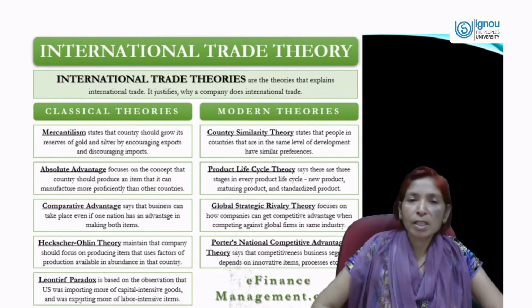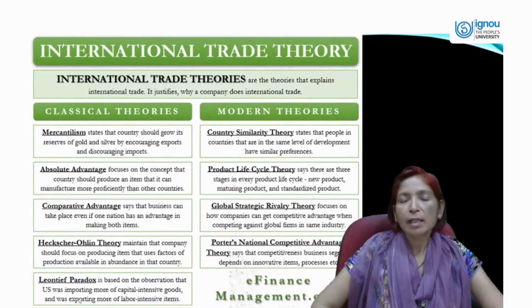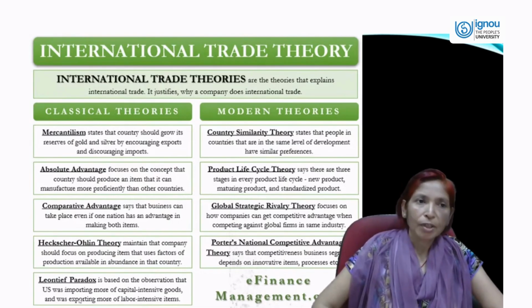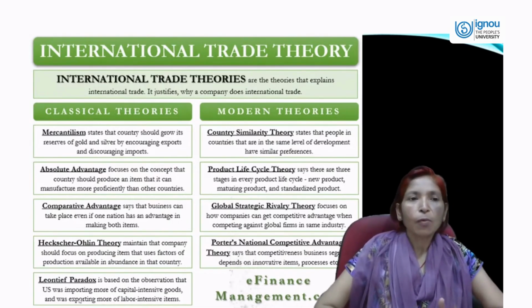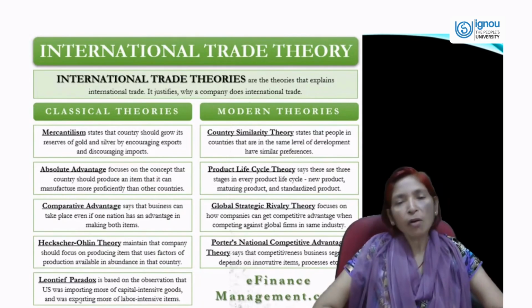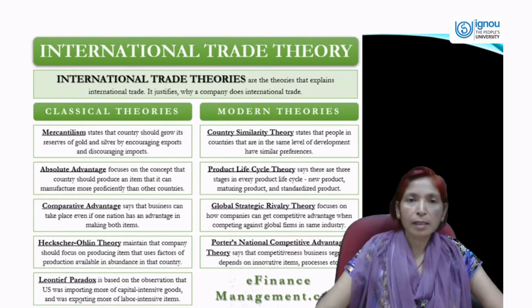If a country innovates technologies and innovates more resources, then the country can get more competitive advantages by engaging in international trade. So this is in brief what international trade means, what these international trade theories tell us, and how we can classify them into different categories. One is classical and the other is modern theories.